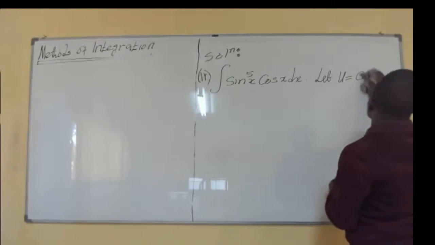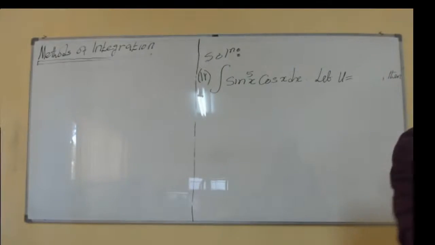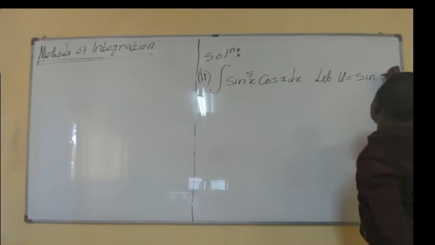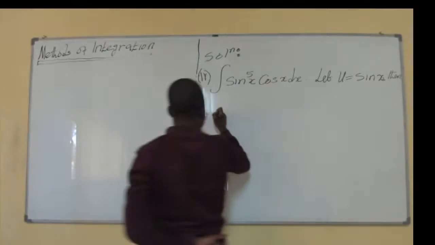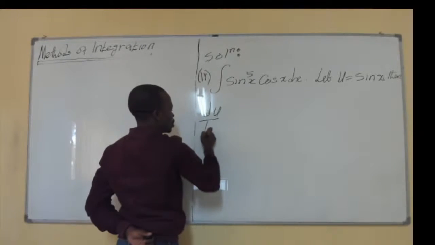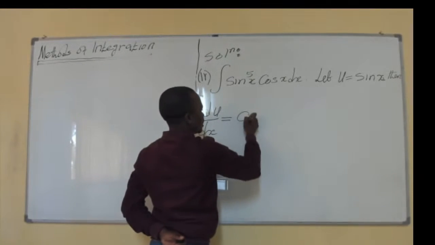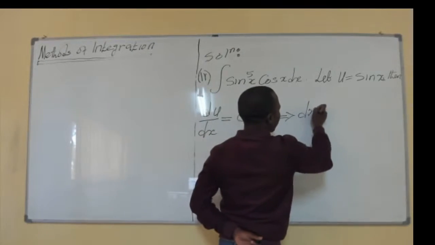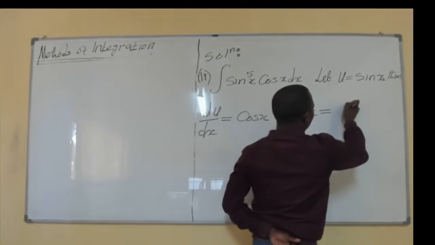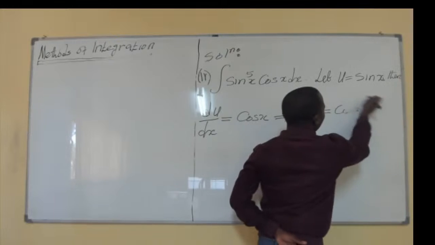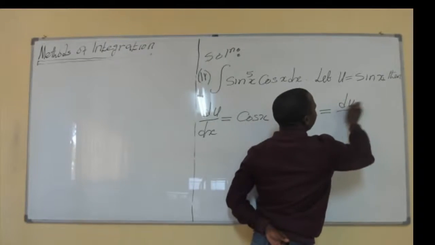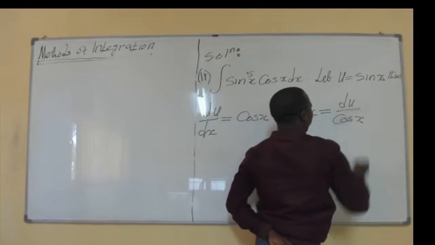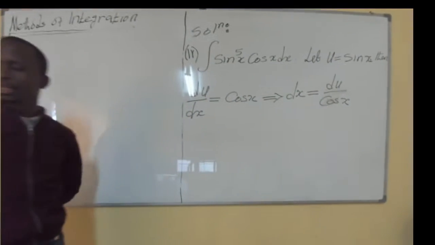If we let u be equal to the sine of x, then the derivative of u with respect to x gives us the cosine of x, which means dx is just equal to du divided by the cosine of x. This one, at least, will work.